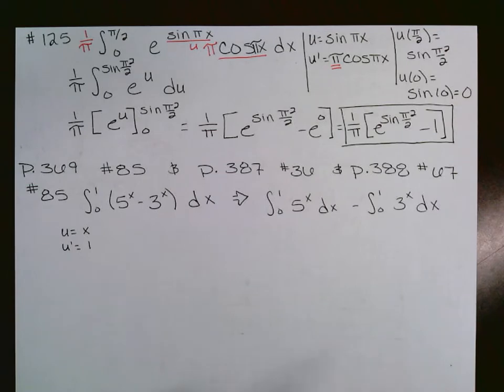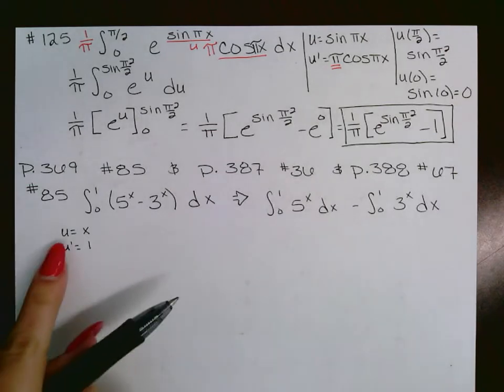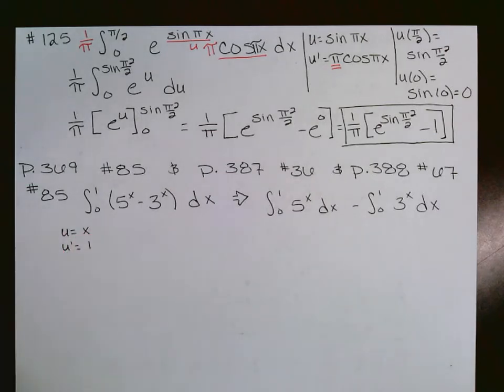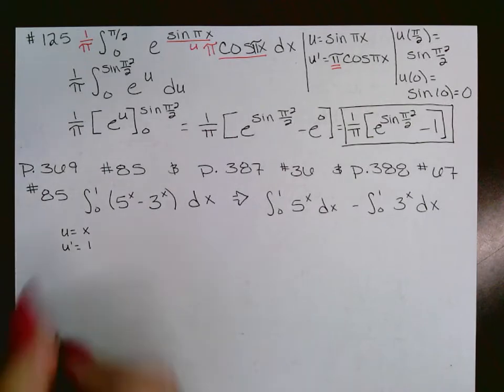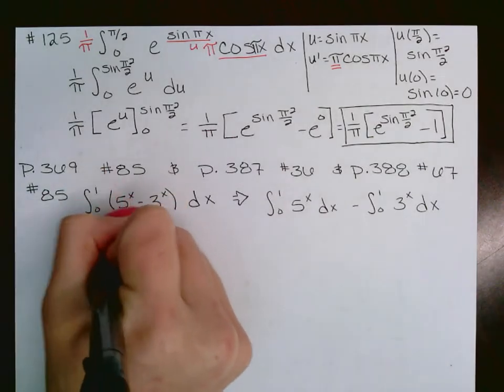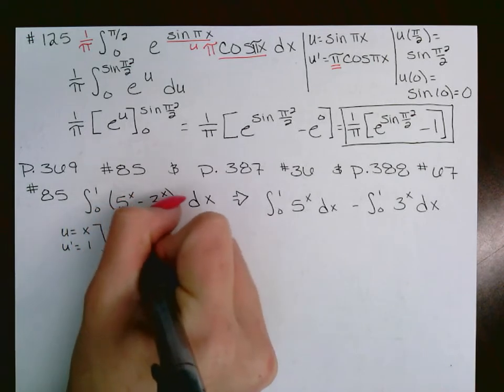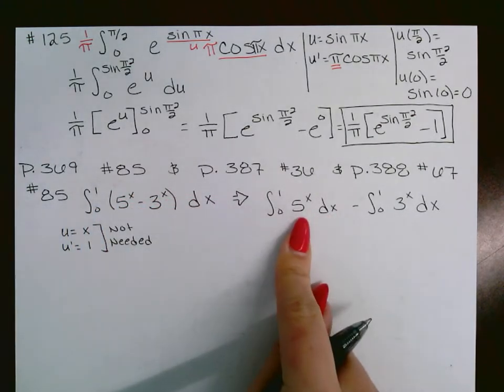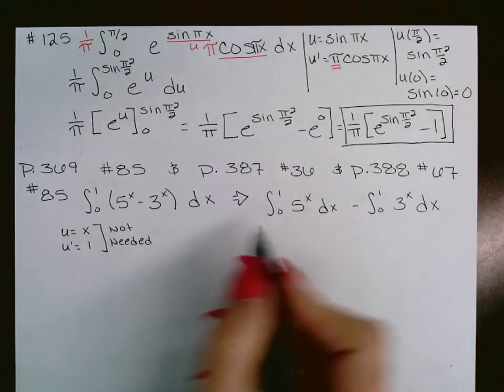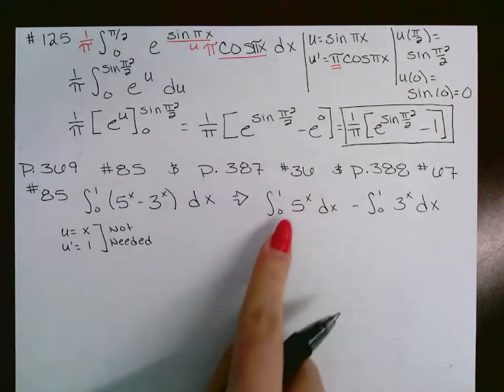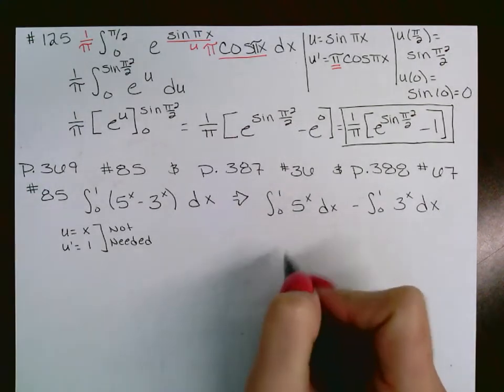Do I need to do u sub when my u is just x and my u prime is 1? No, I really don't need it. So we can say not needed. I can go straight to the exponential rule. Okay? What is the antiderivative of those exponential functions?